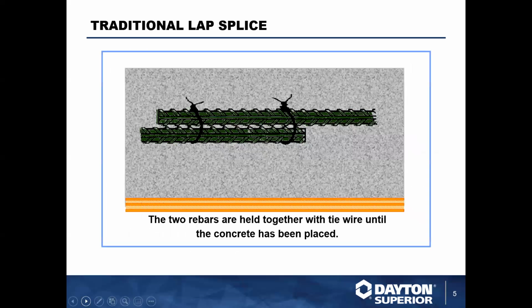The lap splice, as we see, here's what it typically is. You're relying on the interlocking of the ribs on the rebar being held in place with two pieces of 16 gauge or 16.5 gauge tie wire. Not actually one of the stronger systems in the marketplace.